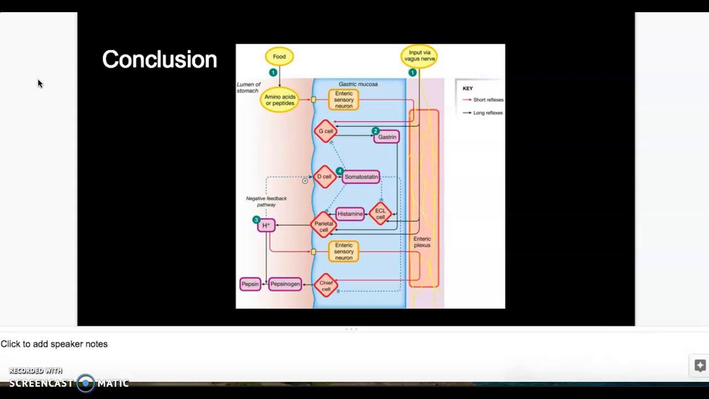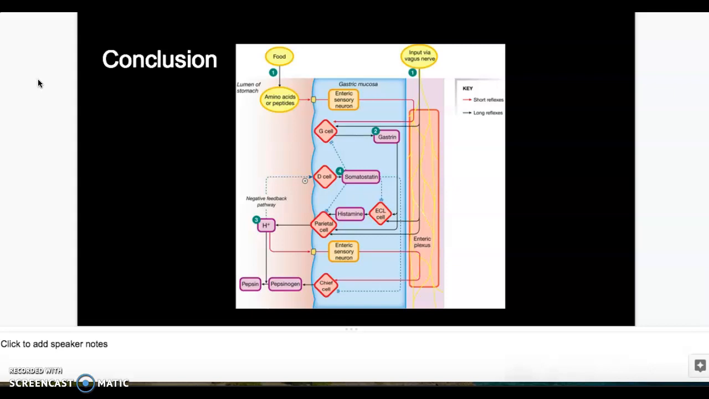Once we get that release of gastric acid, that will lead to the release of pepsinogen from the chief cell. And remember, pepsinogen is the inactive form of the enzyme pepsin. It is actually going to also be that gastric acid that causes the pepsinogen to go from pepsinogen to pepsin, and pepsin is the active form of that enzyme.